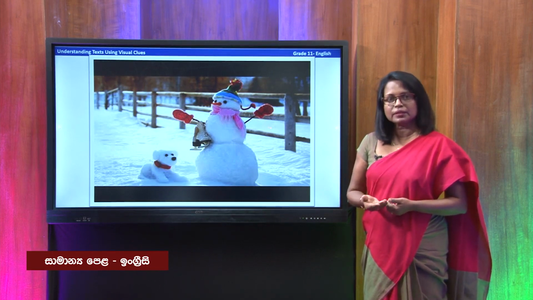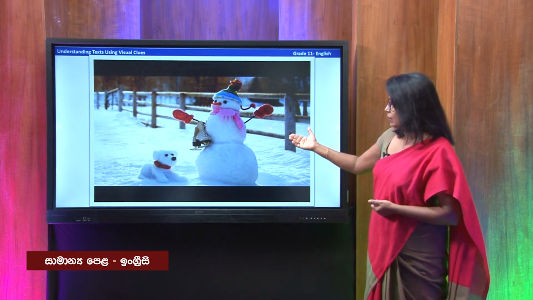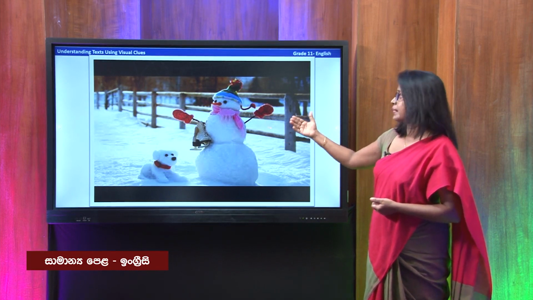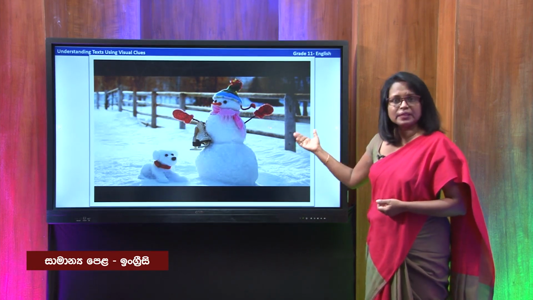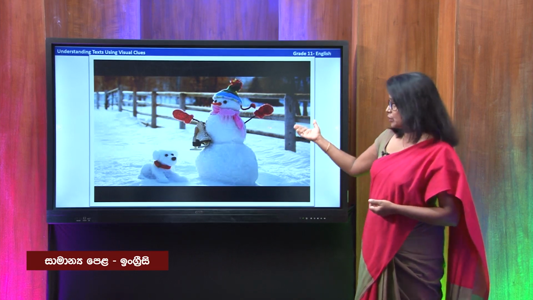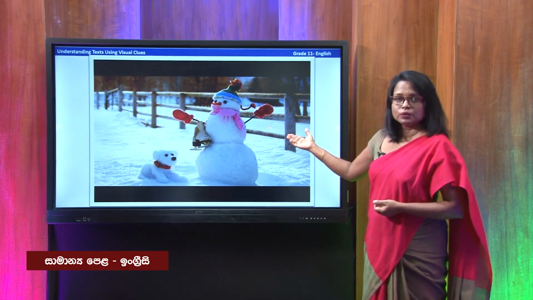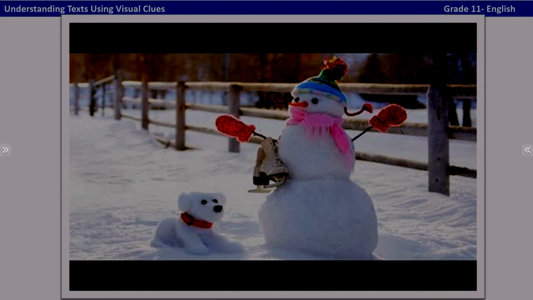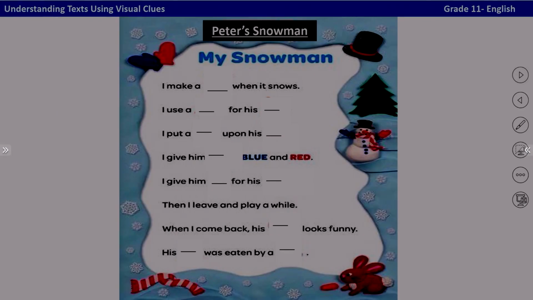And when they make a snowman, they usually dress the snowman or decorate the snowman with various objects. Can you see? Okay, so today we are going to read about Peter's snowman. I can show you the poem, but there is a small problem here. Can you see? The poem comes with a set of blanks.